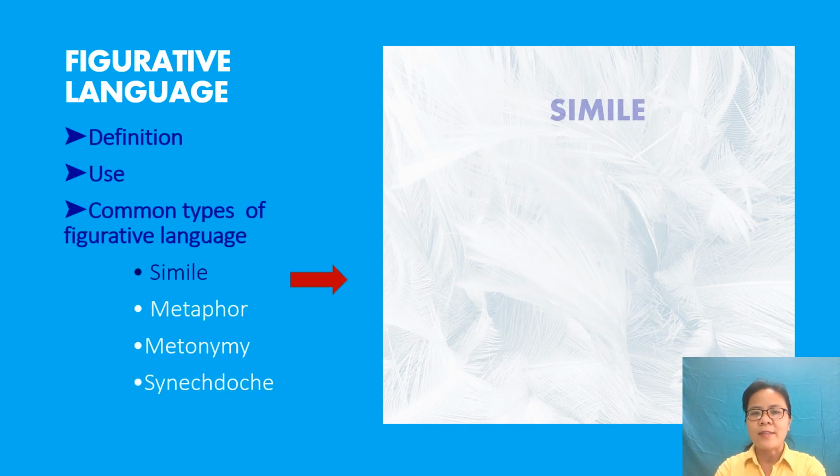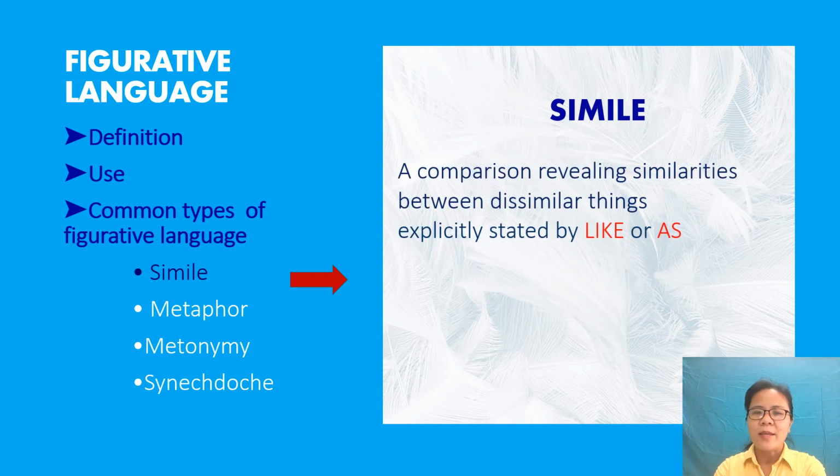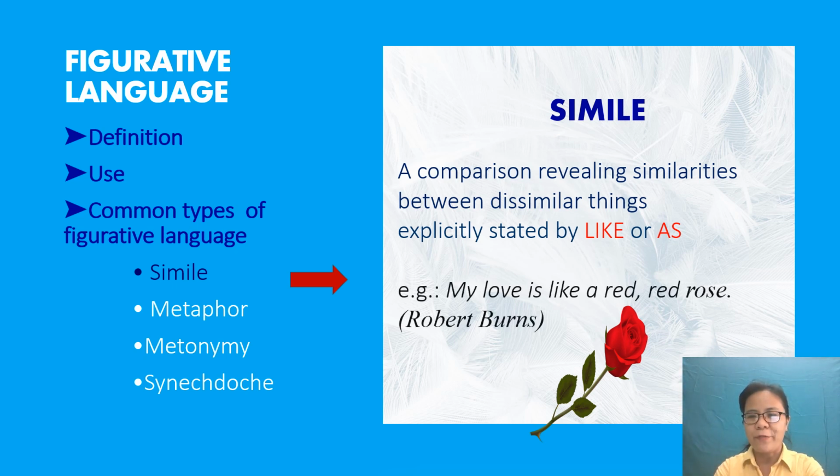Now, first look at the simile. What is a simile? A simile is a comparison between two things that are similar or completely dissimilar. And we have to use like or as to connect these two things in a statement. Remember that we have to use like or as in that statement. And you can see the rose, and the rose stands for love. Robert Burns compares his love with a red rose. My love is like a red rose.